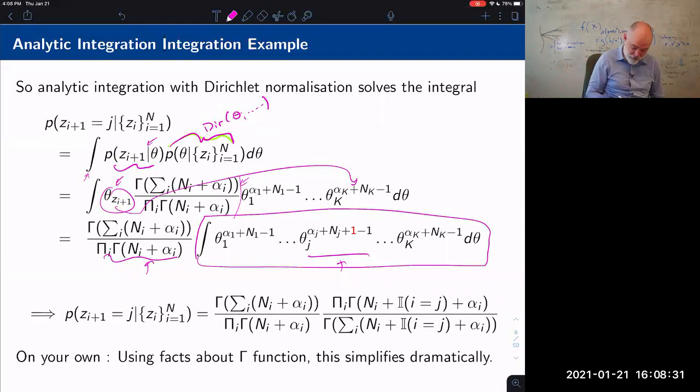Because you look at this integral and you say, aha, that's the form of a Dirichlet likelihood, right? So if I integrate that thing over theta, it has to normalize. This distribution has to normalize, so we know what the result of that is. This integral evaluates to this, the inverse of the normalization constant, right? Cool.